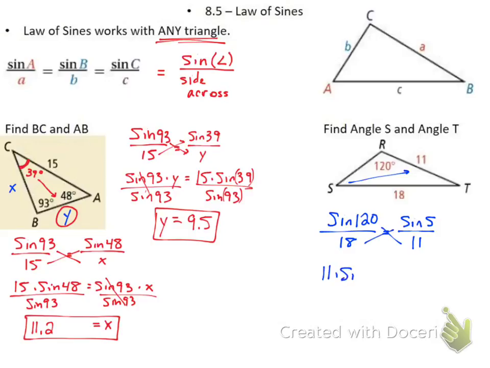Still do the same thing, cross multiply. 11 times the sine of 120 is equal to the sine of s times 18. Again, I want to figure out what s is equal to, so I can divide both sides by 18. And this is where this gets a little bit weird. So when I do that, I'm going to get the sine of s is equal to some decimal. 0.53 is what it ends up being, someplace like that.